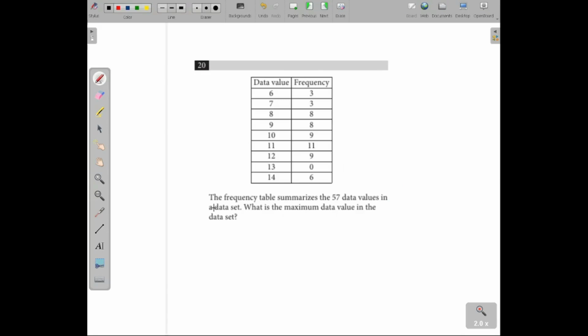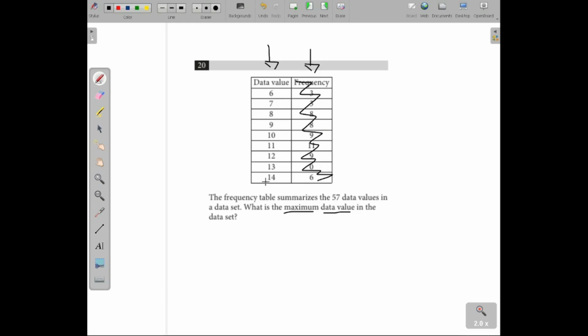Number 20. The frequency table summarizes the 57 data values in a dataset. What is the maximum data value in the dataset? We need to find the maximum data value in this dataset, and this contains two columns, one for the data value and another for the frequency. We need to know the maximum amount in the data value, so the frequency is not important for us.